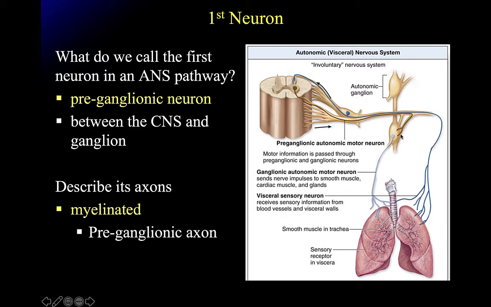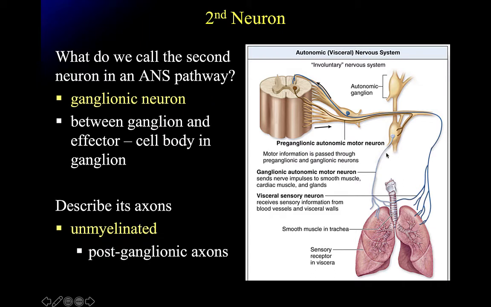So we're going to potentially synapse in there onto our second neuron. Our second neuron is called the ganglionic neuron because it begins in a ganglion rather than in the gray matter of the central nervous system. We actually refer to its axon as being postganglionic because the axon will extend away from the ganglion and go towards the effector. This second neuron is going to be unmyelinated, and that will come up a little bit later on.